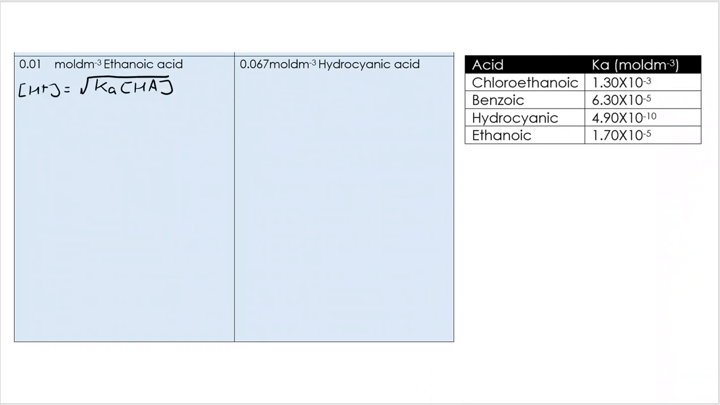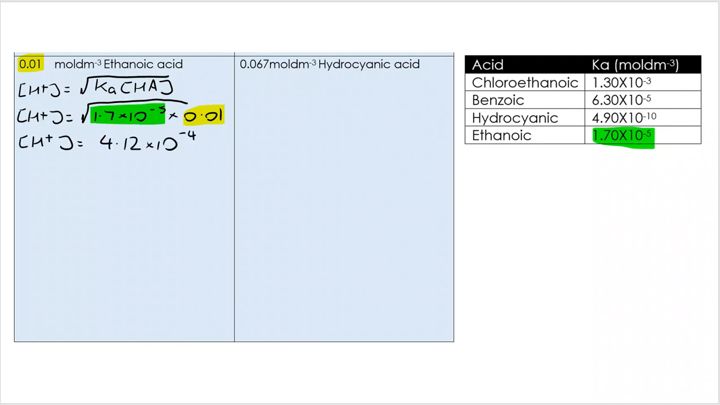So once again, concentration of H+ is root Ka times HA. Colour-coded the figures to see where they're coming from, and that takes us to an H+ concentration of 4.12 by 10 to the minus 4 mole dm to the minus 3. If I substitute that into my expression for pH, this standard that comes up in so many of the calculations, we end up with a pH of 3.38.